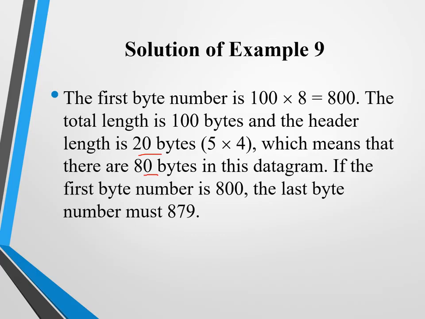यहाँ पे कितनी bytes होंगी? 5 × 4 है 20. तो 20 बाइट्स हेडर की लेंथ है, 100 में से 20 घटाएं तो हमारे पास 80 बाइट्स हैं. सो इफ द फर्स्ट बाइट नंबर इज 800, देन द लास्ट बाइट नंबर मस्ट बी 879.